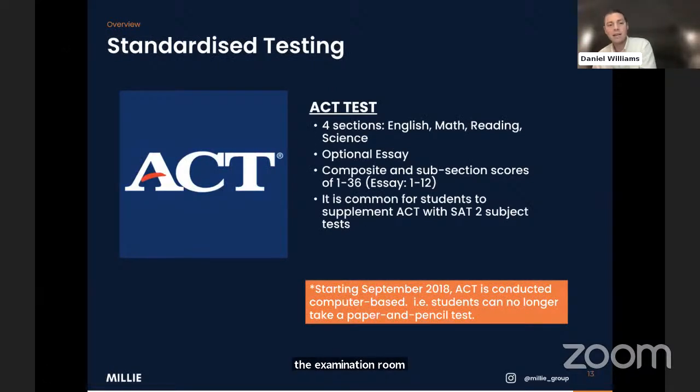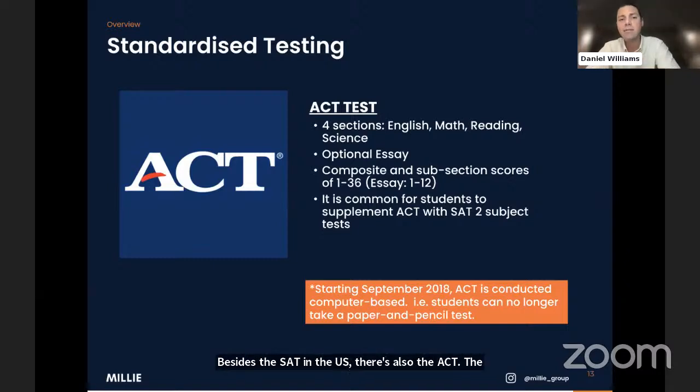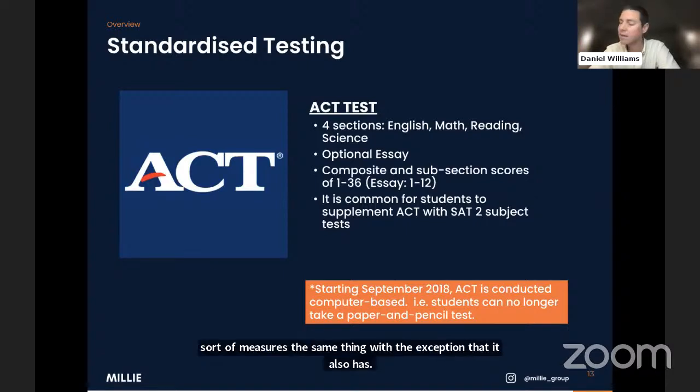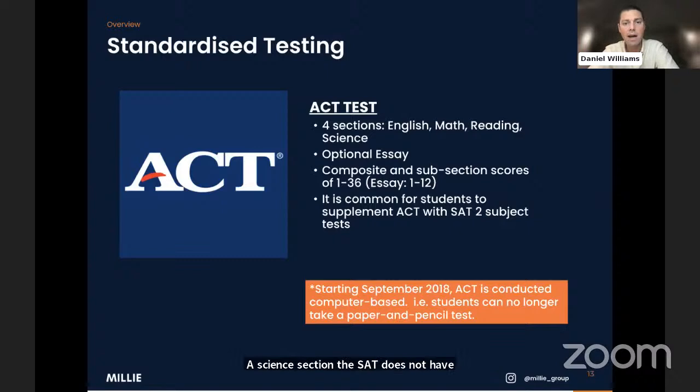Besides the SAT, in the US, there's also the ACT. The ACT sort of measures the same thing, with the exception that it also has a science section. The SAT does not have a science section. And this score is out of 36, right? So this also is no longer paper and pencil based test. It's only computer based test. And there is an optional essay for the ACT, right? It's not really necessary, I think, for the US schools.